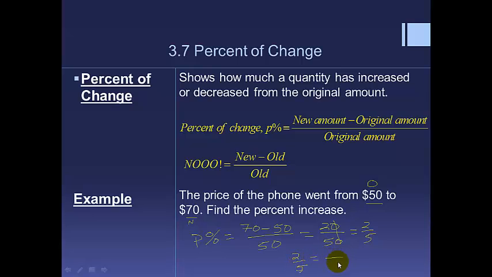5 times 20 gives me 100, and 2 times 20 gives me 40. So now that I have 40 over 100, yep, that is 40%. So I had a 40% increase in the price. And we know that it's positive because it actually went up in price.